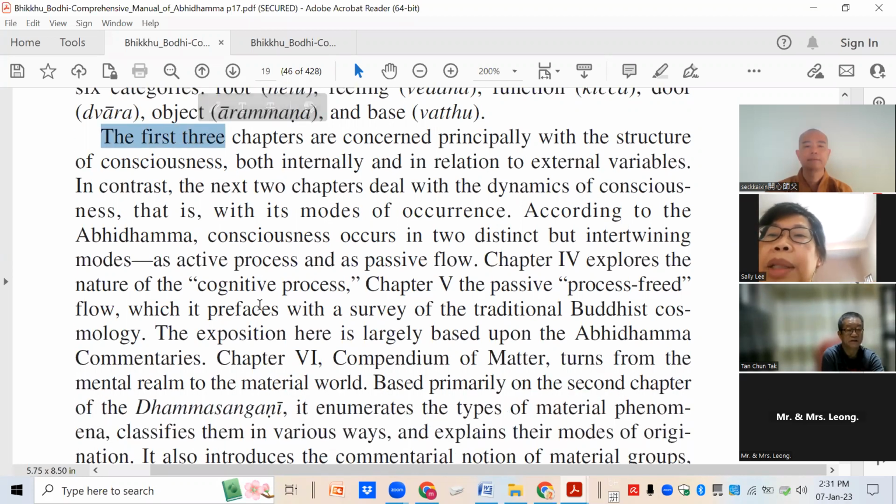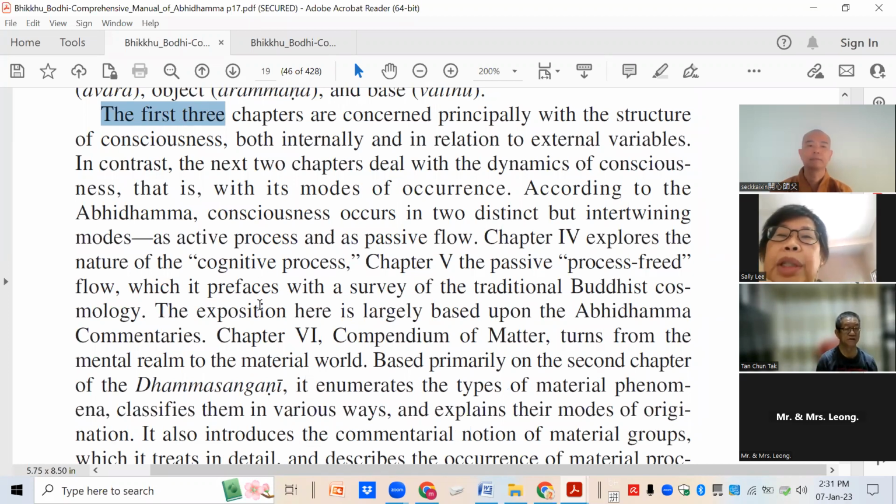The first three chapters are concerned principally with the structure of consciousness, both internally and in relation to external variables. In contrast, the next two chapters deal with the dynamics of consciousness, that is, with its mode of occurrence. According to the Abhidharma, consciousness occurs in two distinct but intertwining modes, as active process and as passive flow. Chapter 4 explores the nature of cognitive process. Chapter 5 covers the passive process, the free flow, and is prefaced with a survey of traditional Buddhist cosmology. The exposition here is largely based upon the Abhidharma commentaries.